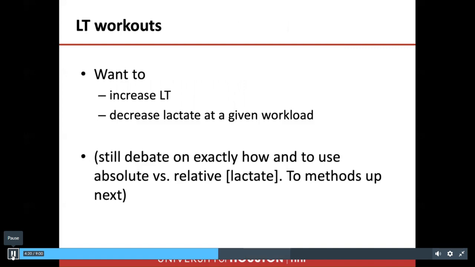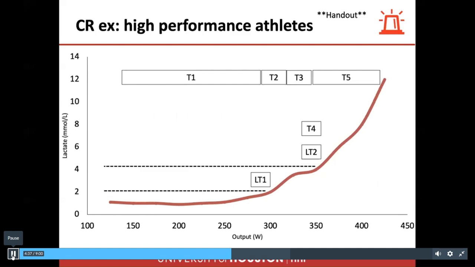There's still debate on exactly how to use absolute versus relative lactate concentration. There are some methods coming up. Just know there's still debate among exercise physiologists about exactly how we should do this. This is on your handout. This is one method here.